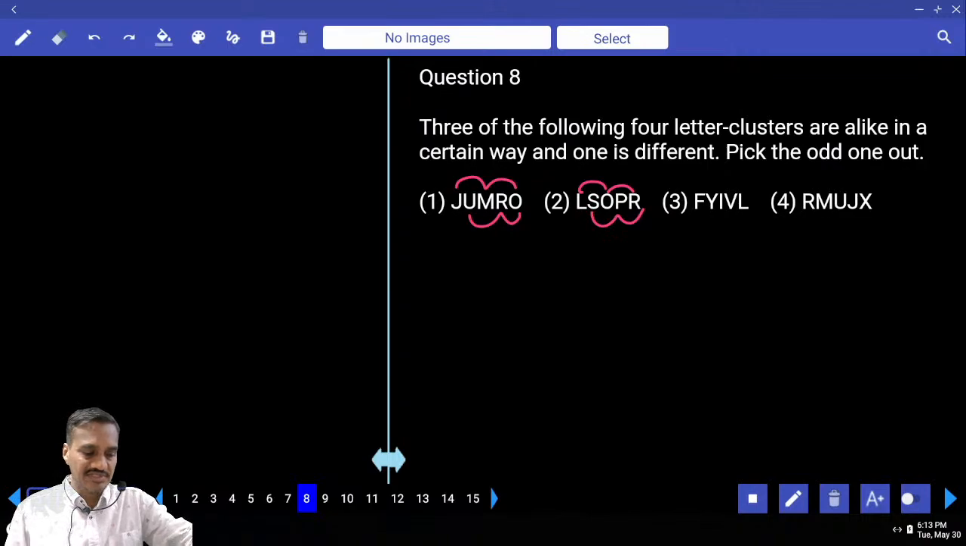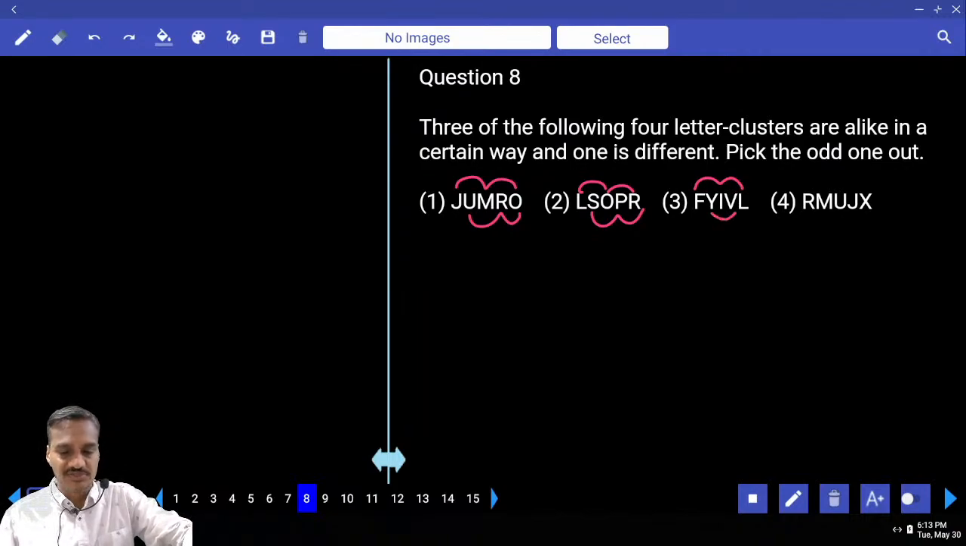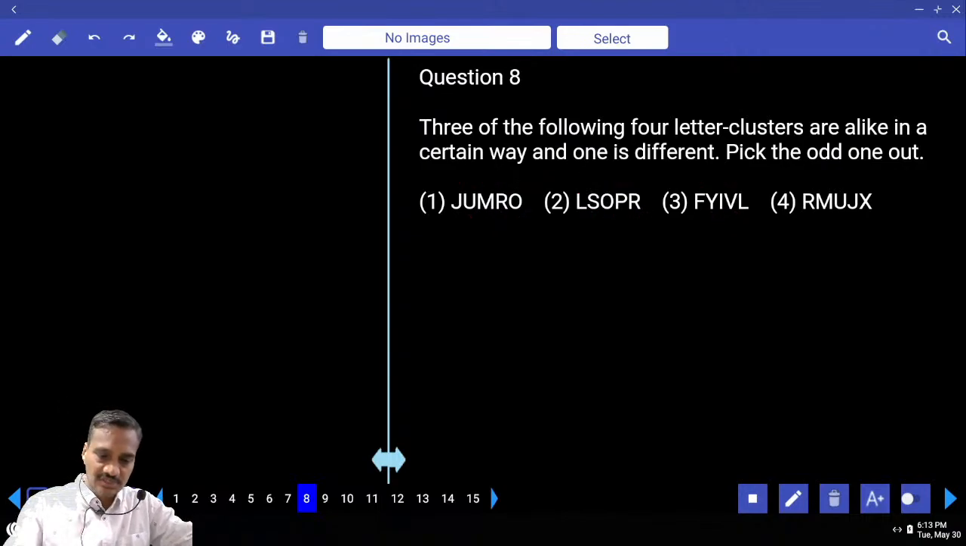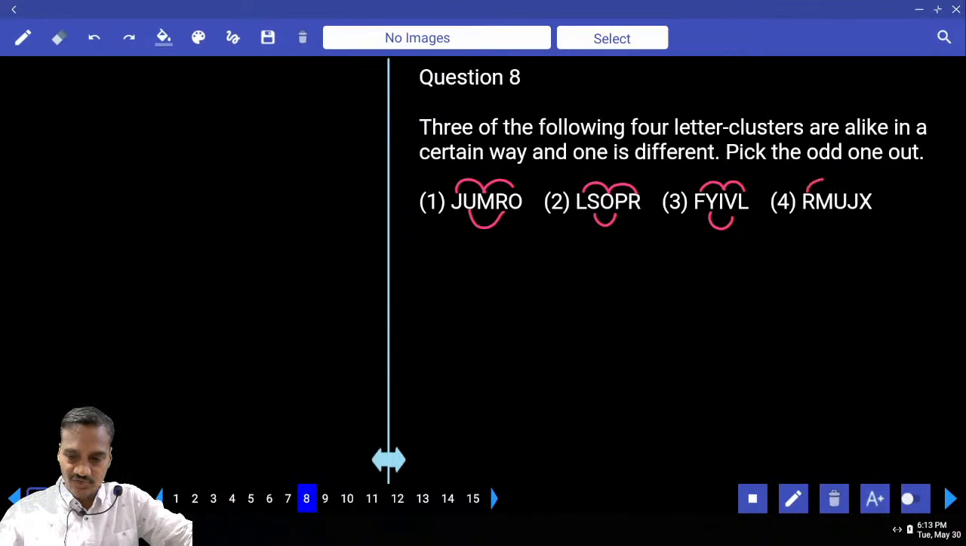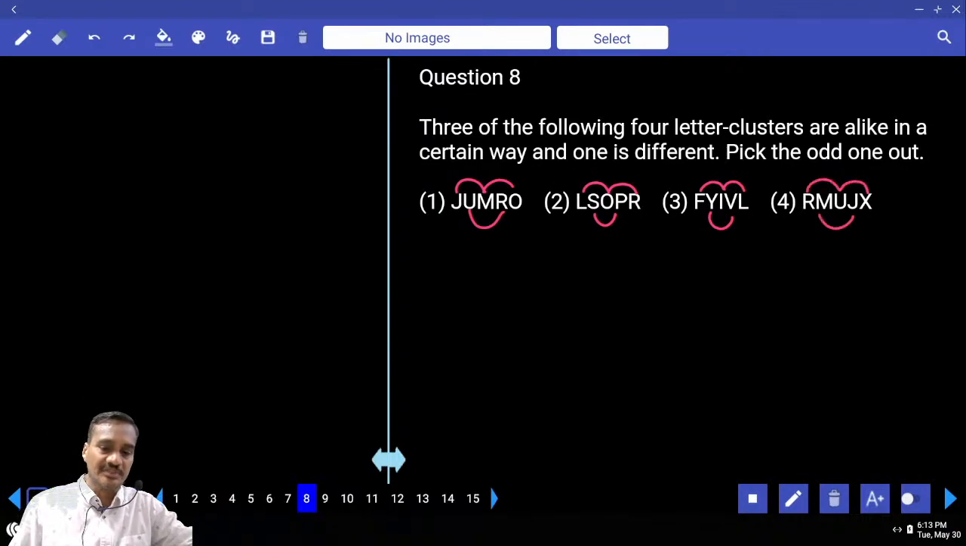Then the next one. What is the relation we have? F and I plus 3, I and L plus 3. And next, V plus 5, and V plus 3. Here, J to M plus 3, plus 2. R and U plus 3. Here L and O plus 3, plus 3. P and S plus 3. And here F and I plus 3, plus 3. V and Y plus 3. R and U plus 3, plus 3. J and M plus 3. Then what is your answer here? Choice 1. Why choice 1? Here between M and O it is only plus 2. Clear? In alternate letters, 3, 3, 3 is the difference. So choice 1, question number 8.